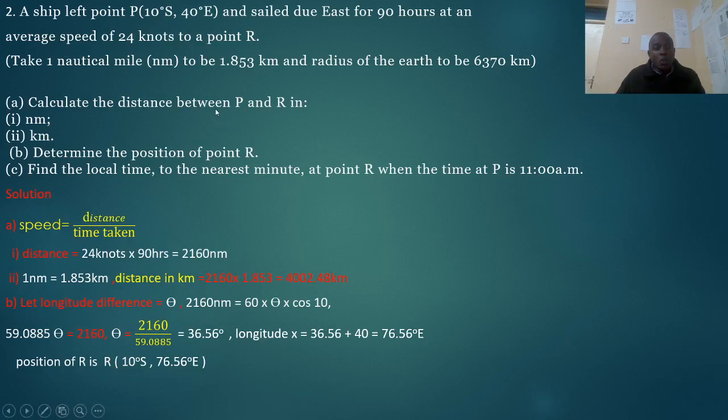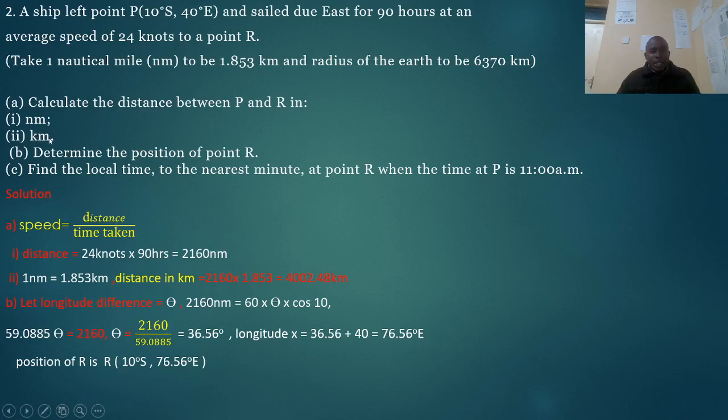We know the speed is equal to this. So you just calculate using distance. Now, distance is speed times time. So calculate the distance between P and R. Remember, it was moving at a speed of 24 knots for 90 hours. So it is 24 knots times 90 hours, which gives you 2160 nautical miles. Remember, when talking about knots and hours, the distance becomes nautical miles.